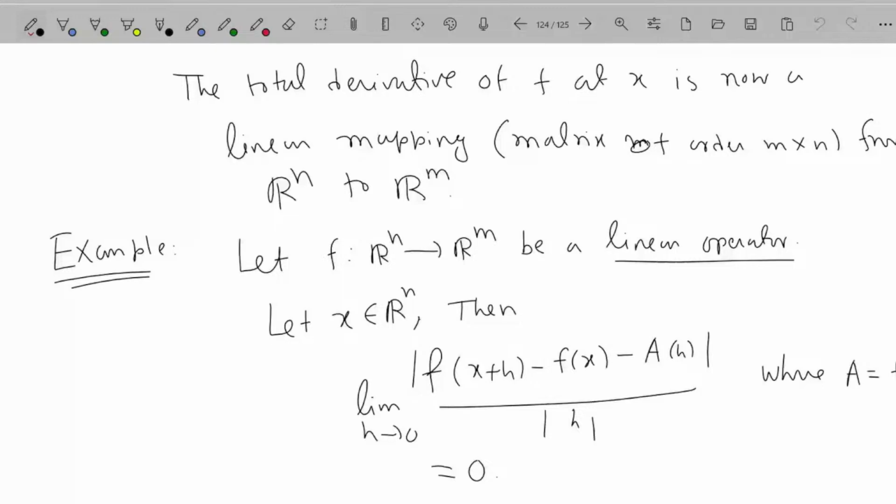x plus h is just a vector, the sum of two vectors. It's in Rn, isn't it? x plus h is in Rn. Rn is a vector space, so it is the sum of two vectors. That's how we define it.